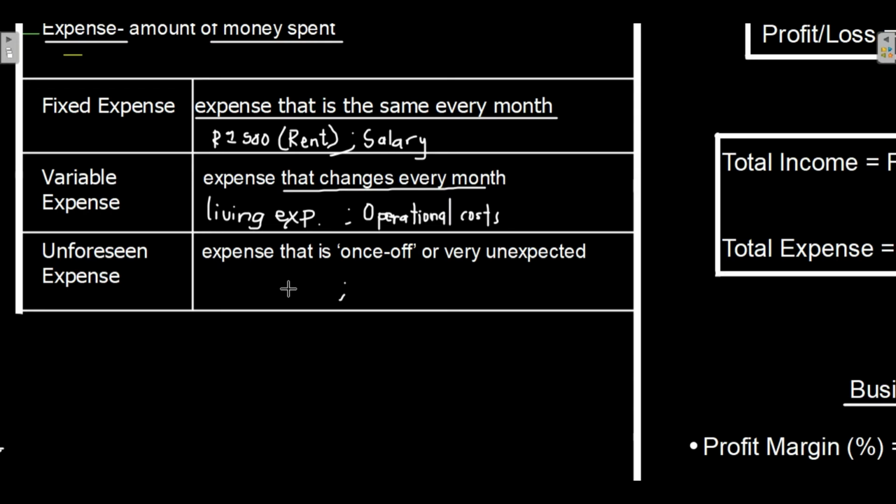So you travel to that particular province, so it could be traveling costs. You did not really expect this expense.